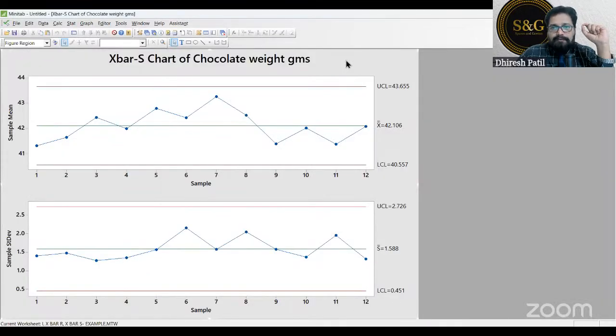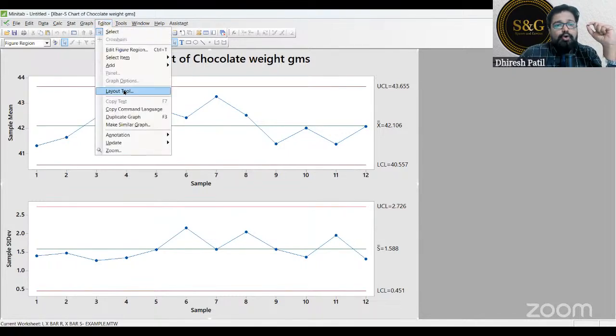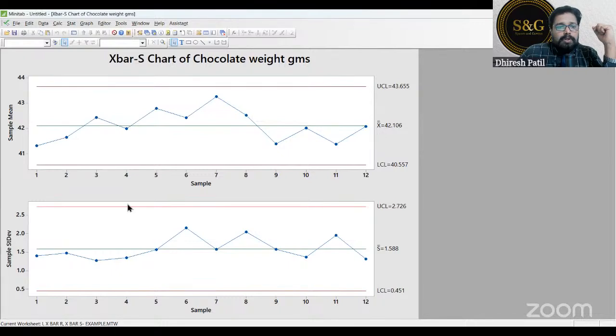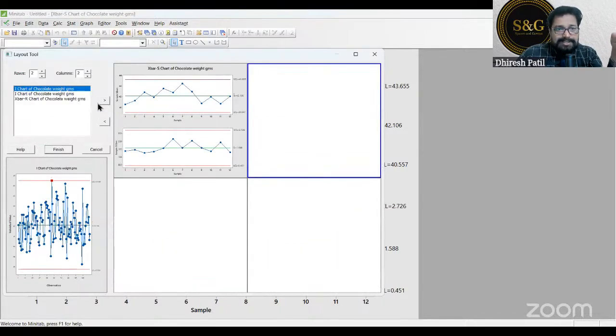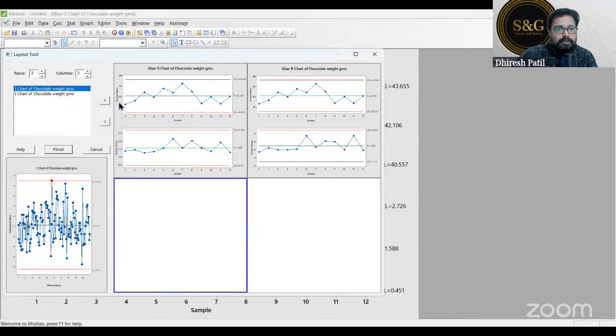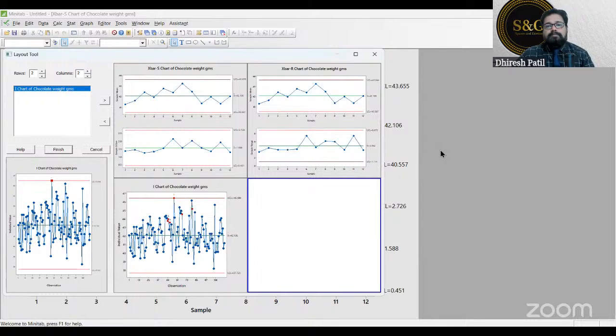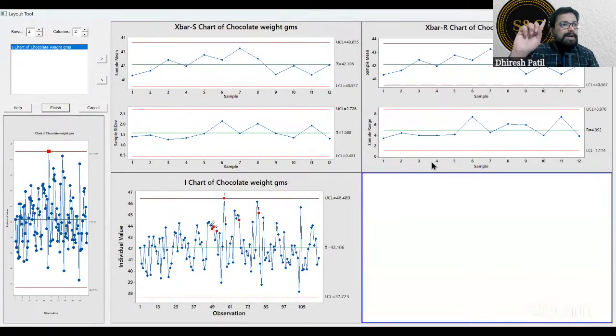Click on this graph. Graph pe click kariye. Then only it will get activated. Click on the graph, then go to editor. Go to layout tool. And now just select. Here, this is the button of selection on the right hand side. Select this, and you select this. All the 3 graphs which we have created. Everybody with me till now? Just type yes in the chat box.